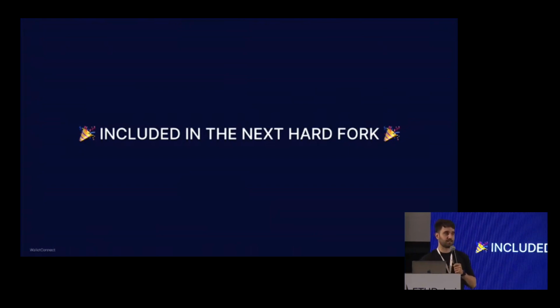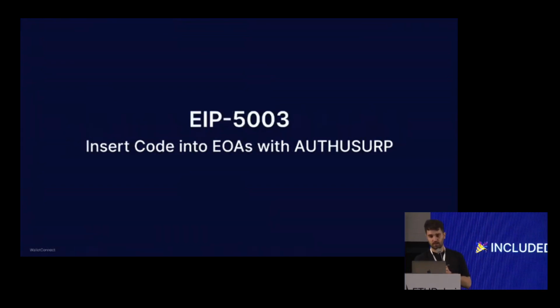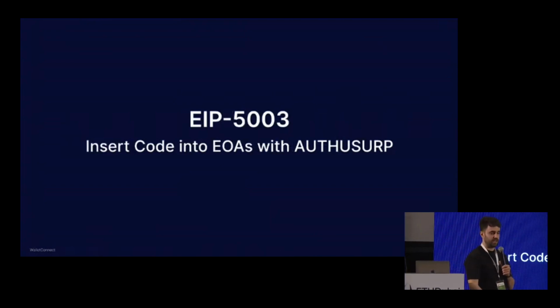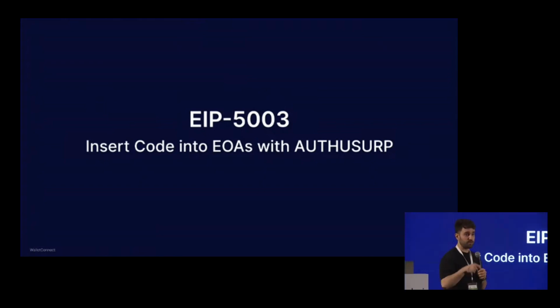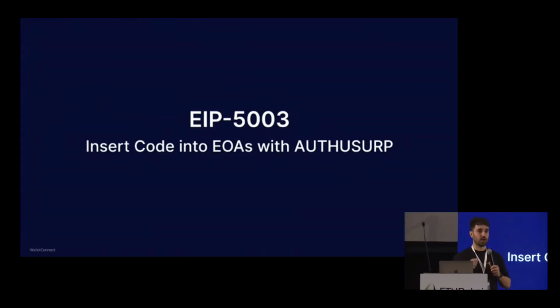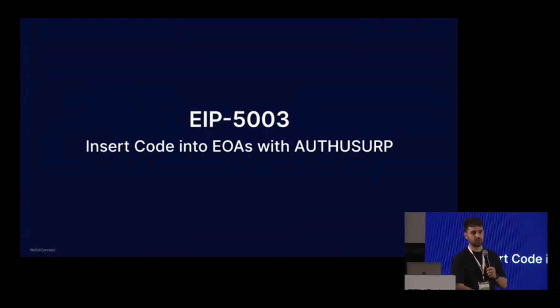That's really powerful, because then we can have some session key functionality in the external accounts, which is really good. But I think we need to take a step further, and I would like to propose that all core devs also include not just 3074, but EIP 5003, which says insert code into external accounts with this new opcode of AUTHUSURP. So that means not only do we move away from external accounts into smart accounts, but we actually give people today who have external accounts the ability to upgrade their accounts into smart accounts.